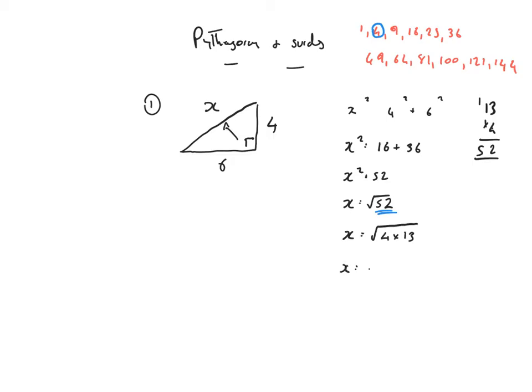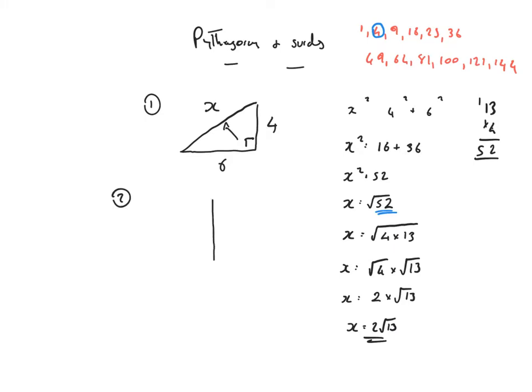And we follow the routine from today. Square root of 4 times the square root of 13. Square root of 4 is 2, so that's 2 times root 13. The final answer is 2 root 13. Let's try example 2.